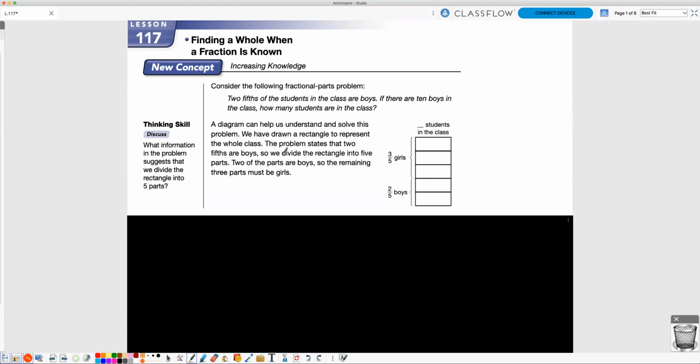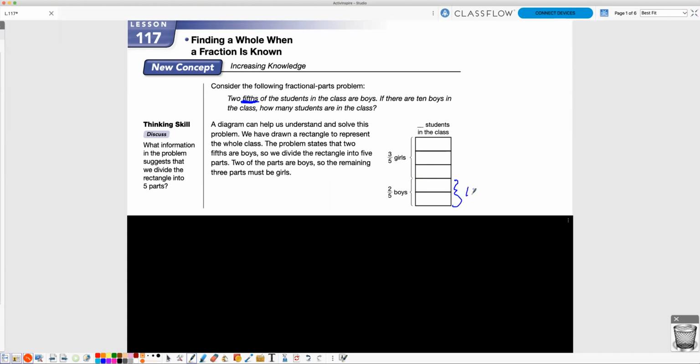We have drawn a rectangle to represent the whole class. So this represents the entire class. We split that into 5 equal parts because it says 2/5. So 5 equal parts is what the whole class needs to be divided into. 2 of the parts are boys, so that means the remaining parts would be 3 of them representing girls.